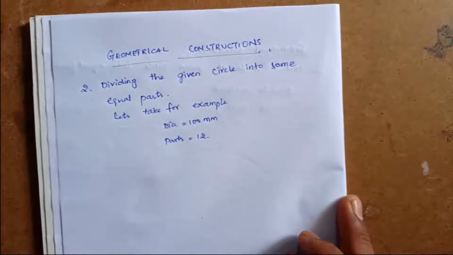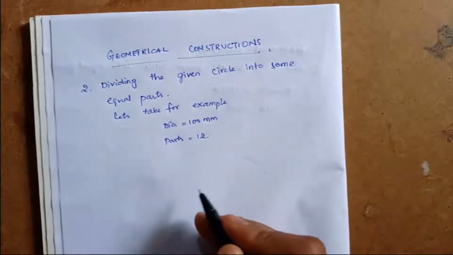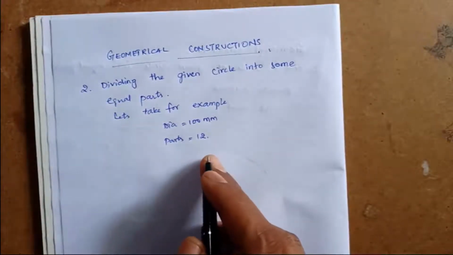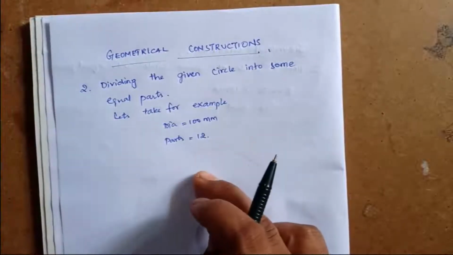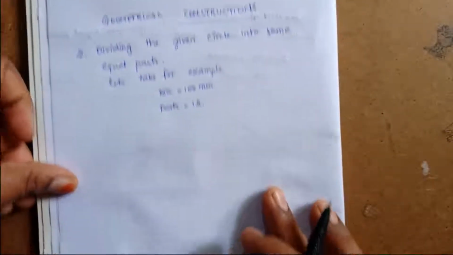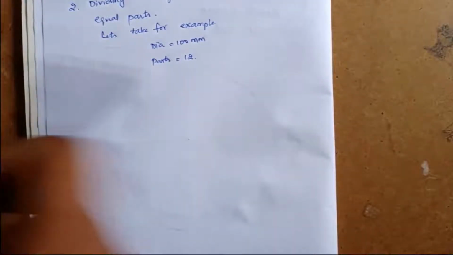So in this video we are going to see the second type of geometrical construction. Here we are going to divide the given circle into some equal parts. Let us consider, for example, the diameter of the given circle is 100 mm and we are going to divide this circle into 12 equal parts. Please watch these steps carefully so that you can understand easily.